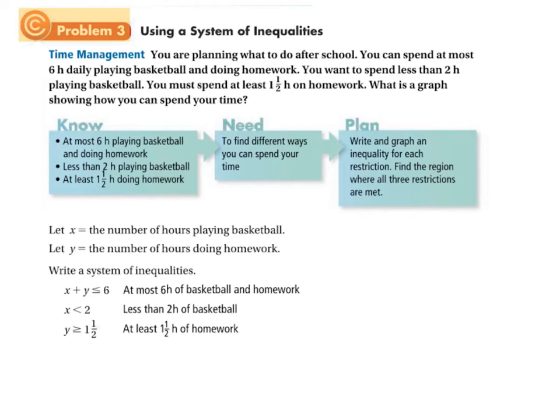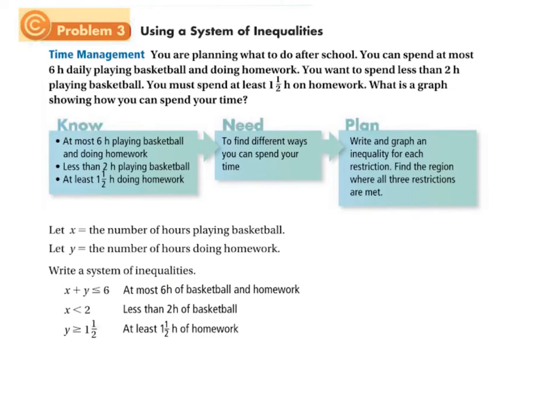So what do we do from there? Well, we write the system. We know that the number of hours playing basketball, x, and the number of hours doing homework, y, has to be less than or equal to 6, because at most, the most it could be is 6, and it can be 6, just that much or less.